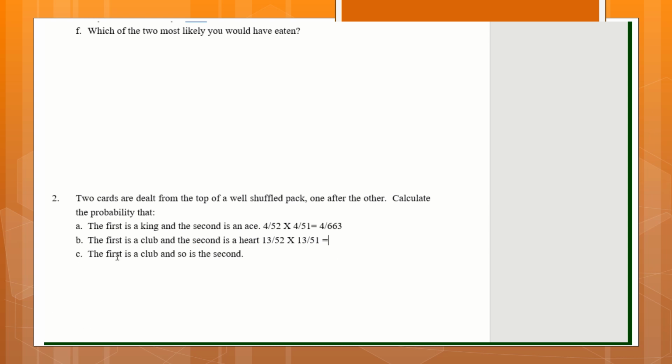The first is a club and so is the second, meaning you take 2 clubs. 13 out of 52. Club is the shape. If you don't understand, go back to chapter 6. I have put out the whole diagram there. Go and look at what a deck of cards is, so you will know what I'm talking about. And the second is also a club. So if you have taken out 1 out of the 13, you will be left with 12 out of 51.